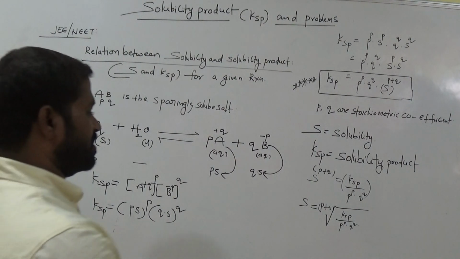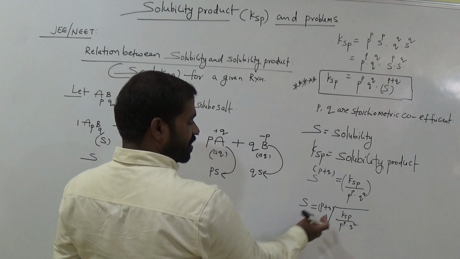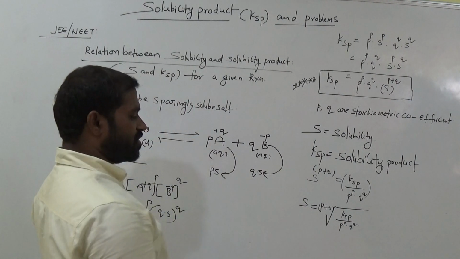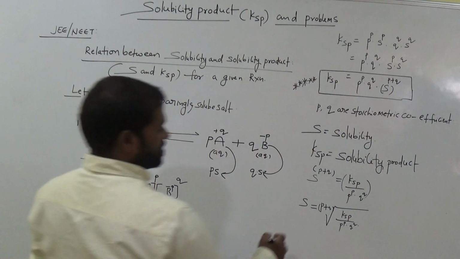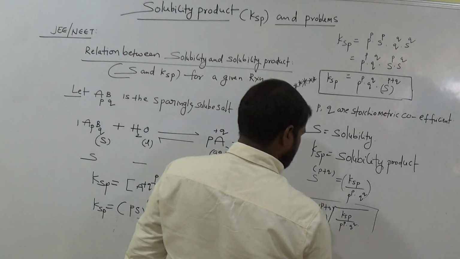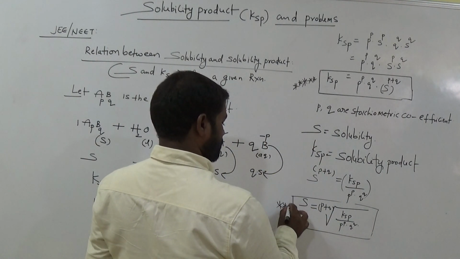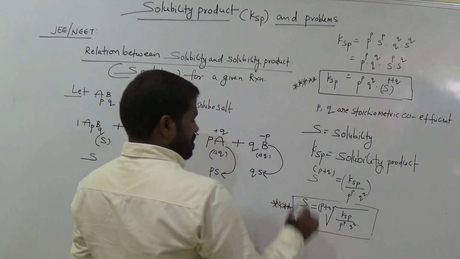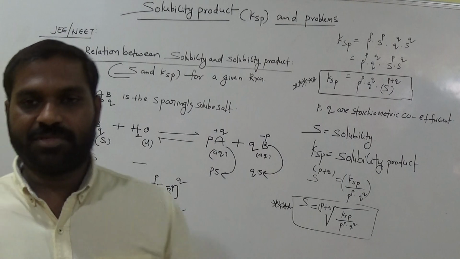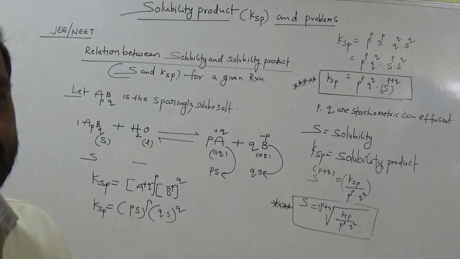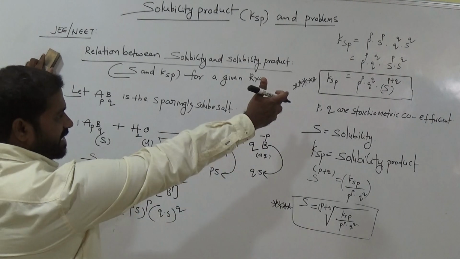That is the expression. Suppose it is X plus Y: P is X, Q is Y, so S is the X plus Y root of Ksp by X power X, Y power Y. Okay? So a very, very important formula. Clear up to everyone? You just remember that expression well.